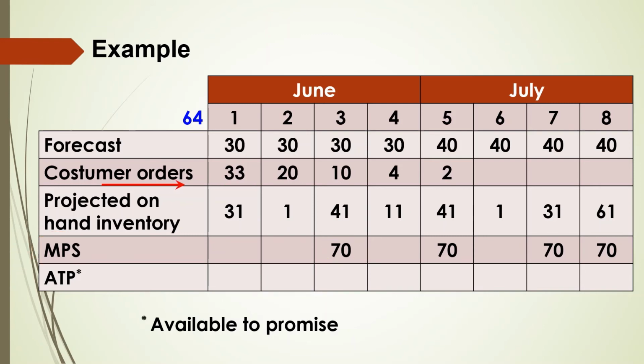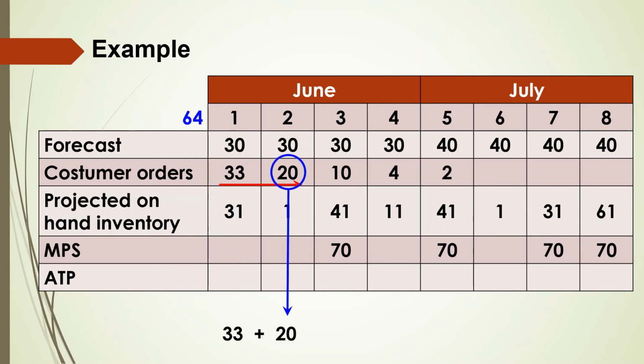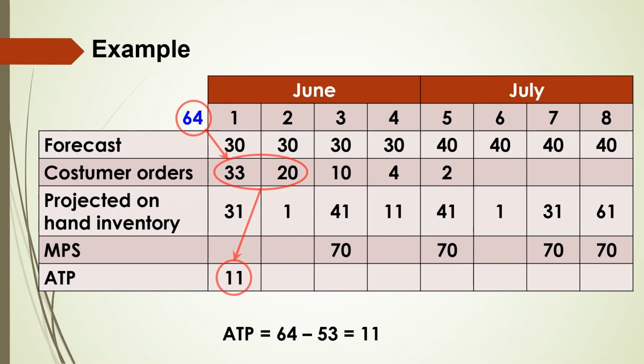Sum booked customer orders week by week until, but not including, a week in which there is an MPS amount. For example, in the first week, this procedure results in summing customer orders of 33 in week 1 and 20 in week 2 to obtain 53. In the first week, this amount is subtracted from the beginning inventory of 64 pumps to obtain the amount that is available to promise. Thus, 64 minus the summation of 33 and 20 equals 11. This inventory is uncommitted, and it can be delivered in either week 1 or 2, or part can be delivered in week 1 and part in week 2.